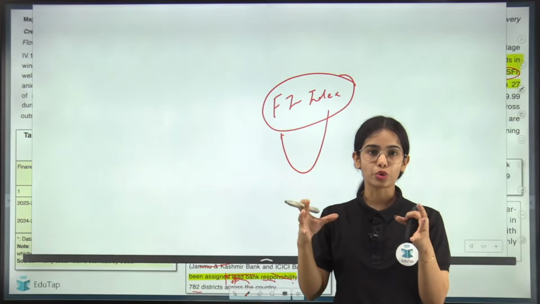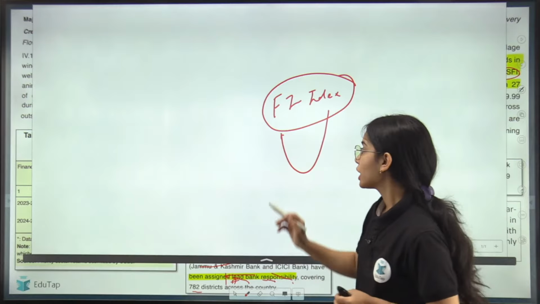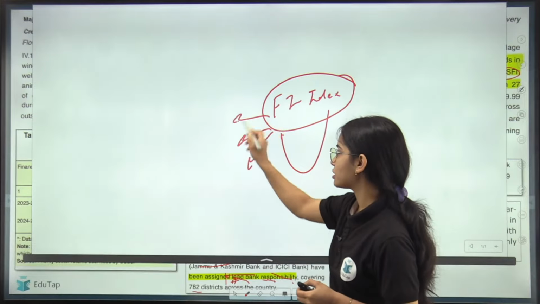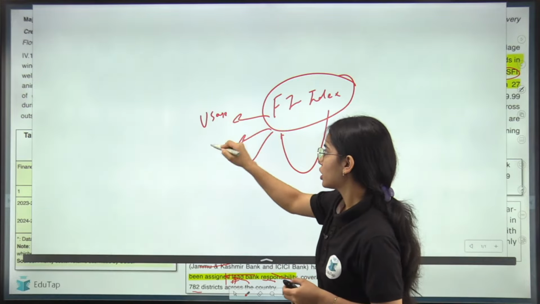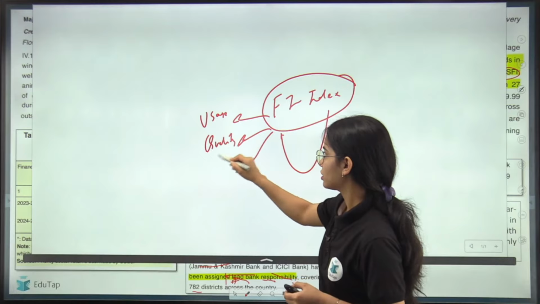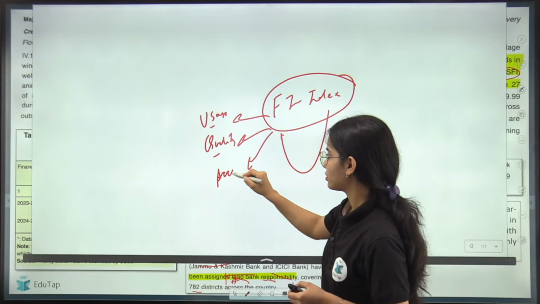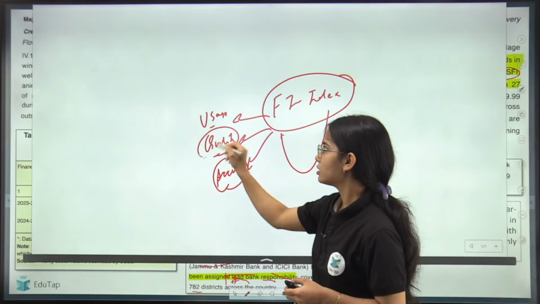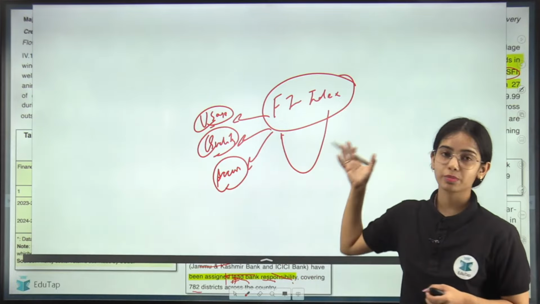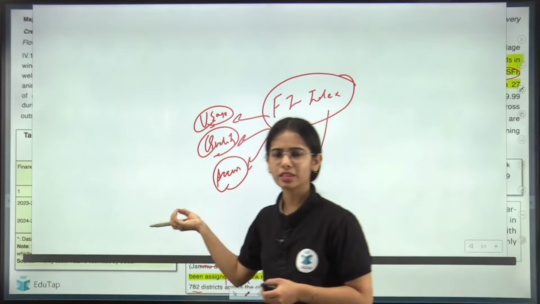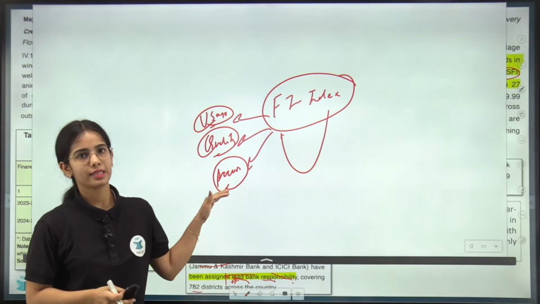the index that covers the financial inclusion in the country. Okay, and this depends upon 3 parameters, that is usage, quality, and access. Okay, so these are the 3 financial inclusion index parameters, right? These are the 3, right? Usage, quality, and access.